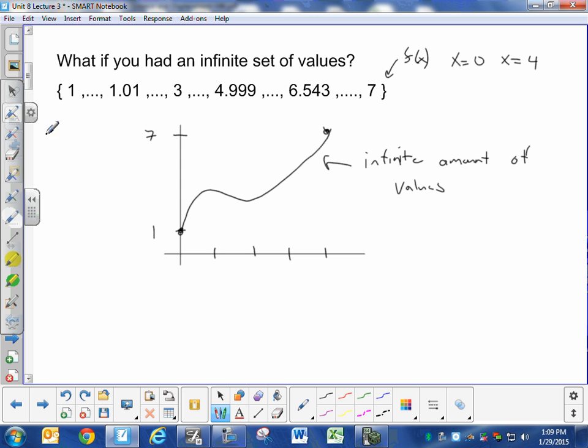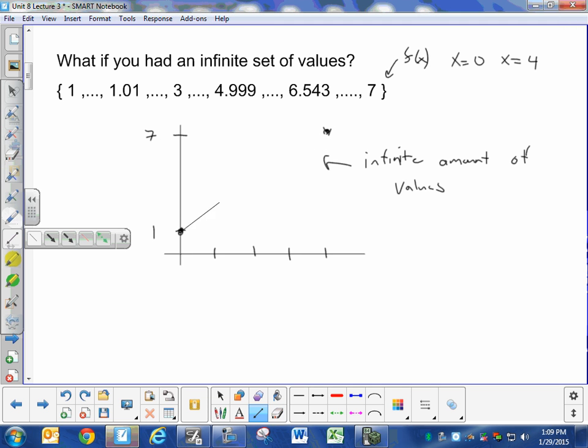But maybe we could think about what our average would be. What if I connected these 2 points with a straight line, and this is an infinite set of data? Where do you think the average would be for this infinite set of values?